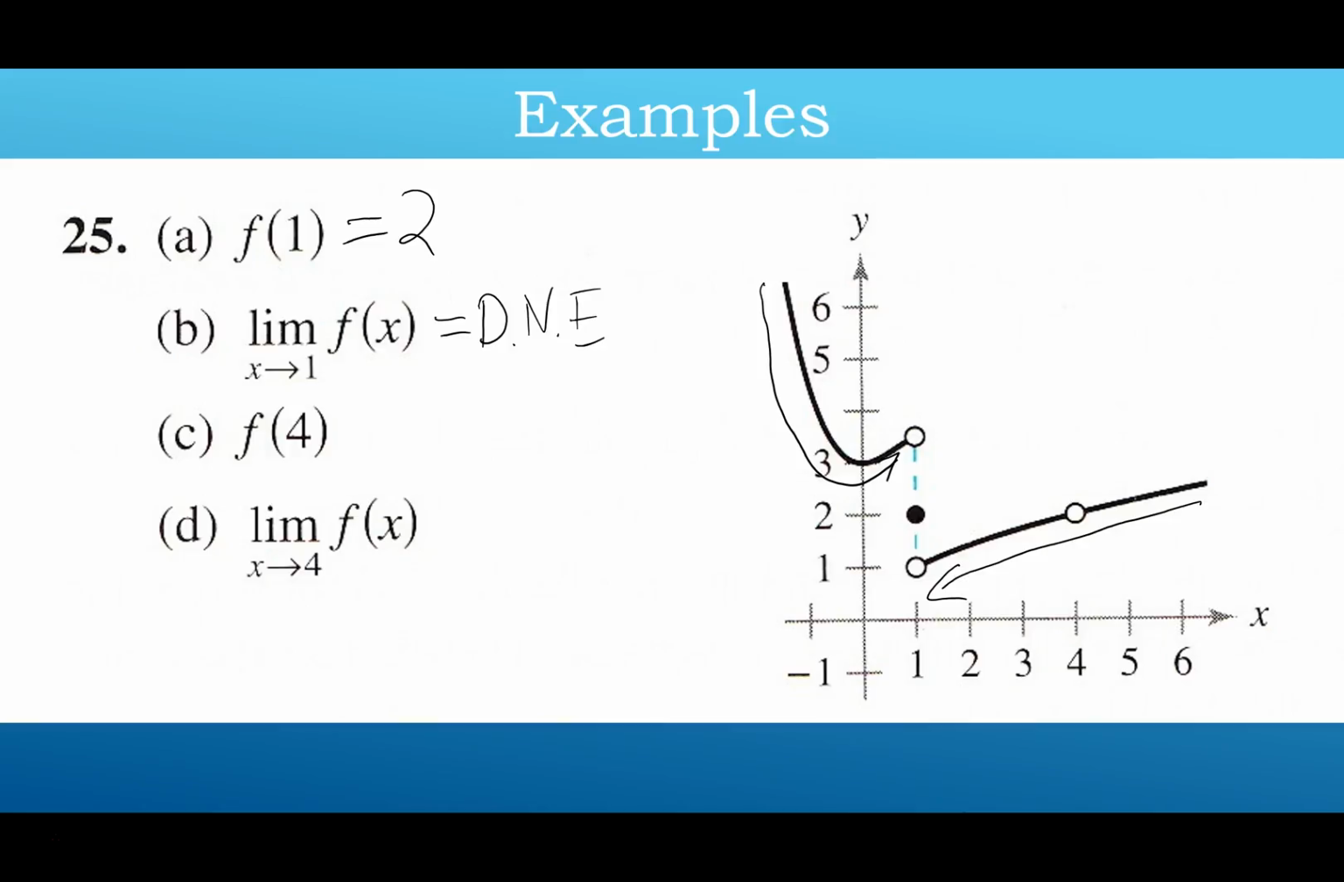So f of 4, again, value of the function. We're looking for a black dot. So we go to x equals 4, and I have a hole, but I have no black dots. There is no defined value of the function, so it also does not exist. But in this case, the limit does exist, because if I go from the left-hand side and the right-hand side, we're approaching the same number, which is also 2.